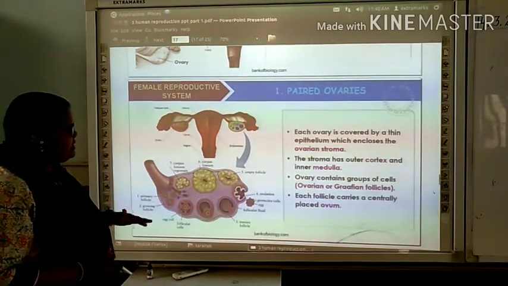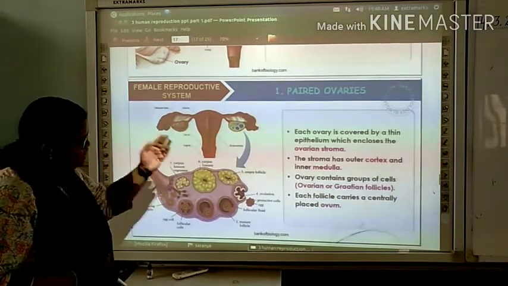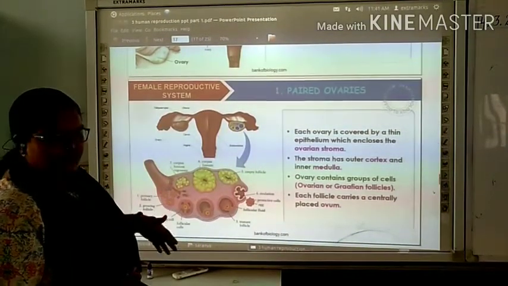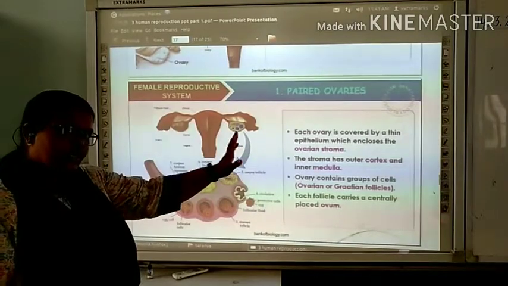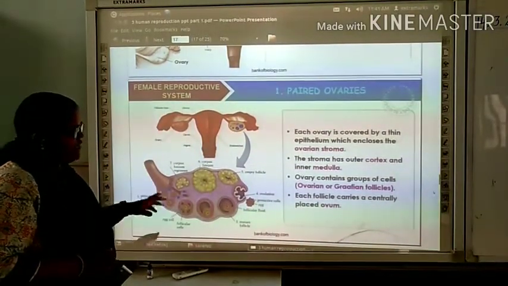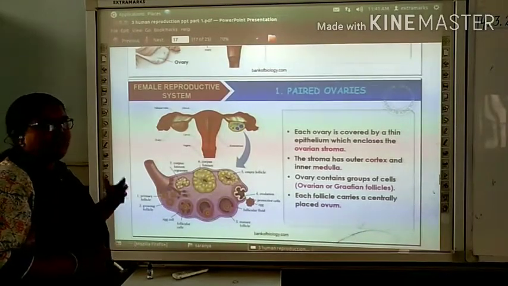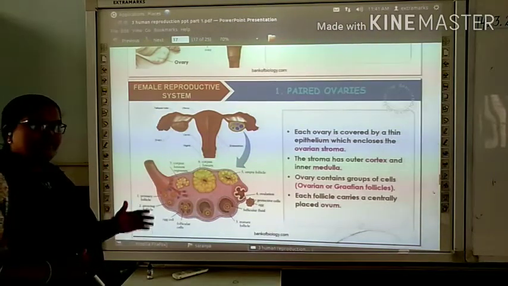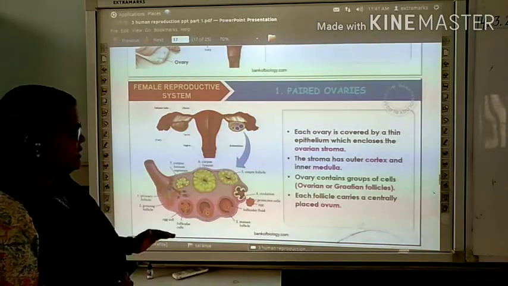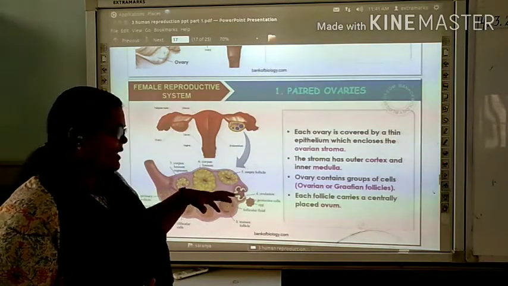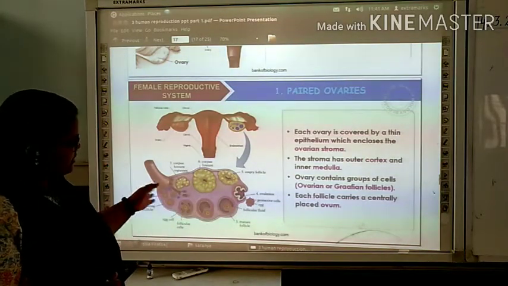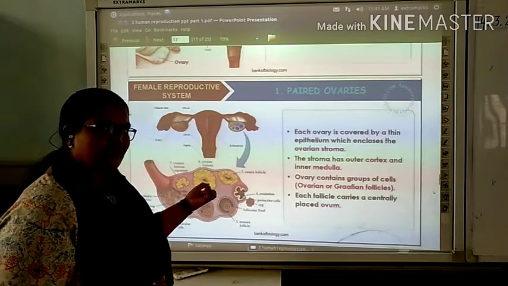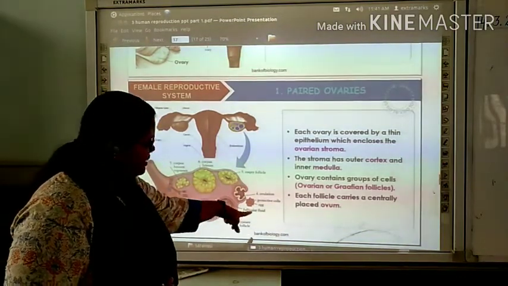So what we have discussed: a pair of ovaries, and in section, the ovary is covered by a thin epithelial lining. Inside is the ovarian stroma, which is divided into the outer cortex and the inner medulla. Inside the ovary there is a group of cells known as ovarian follicles or Graafian follicles, all in different stages of their development. Each follicle carries a centrally placed ovum, also in different stages of development. Once mature, the follicle will rupture open and the egg will be released.